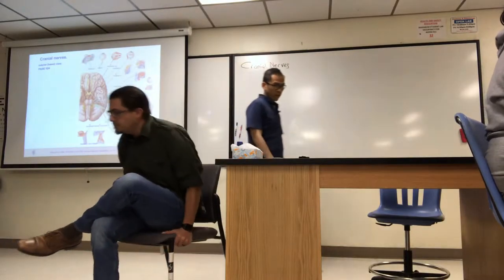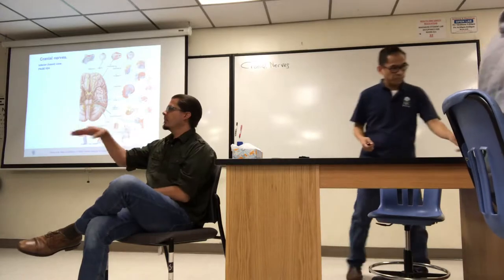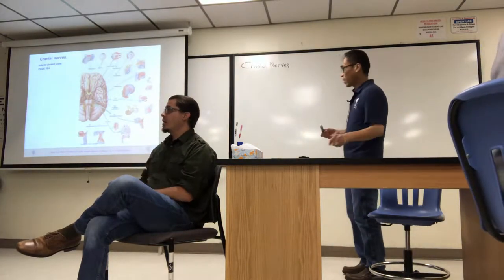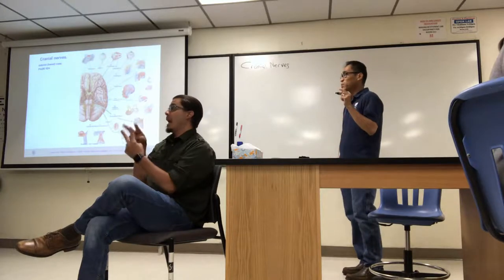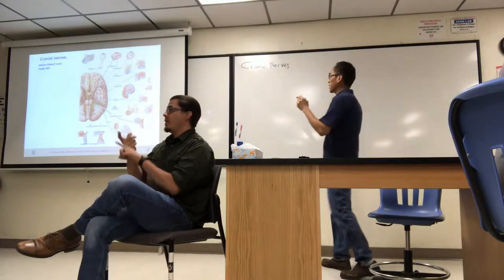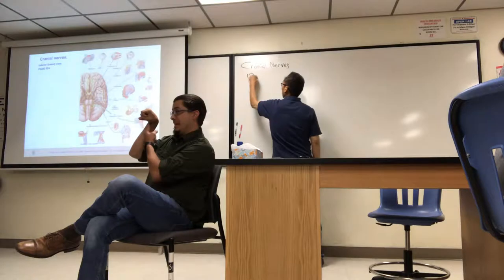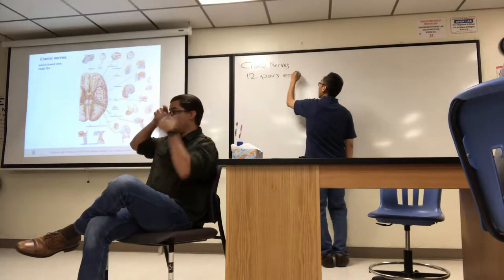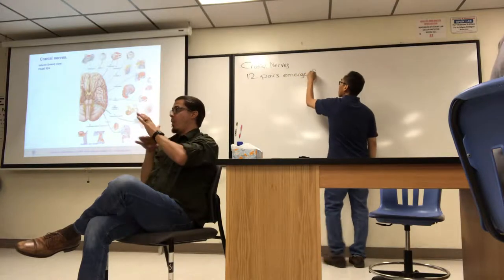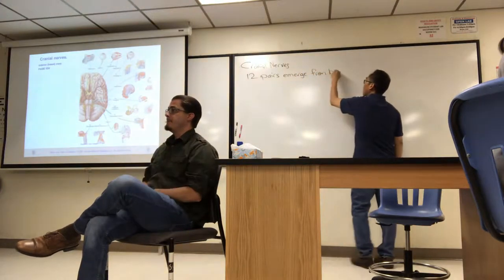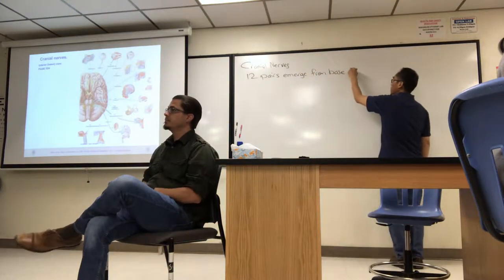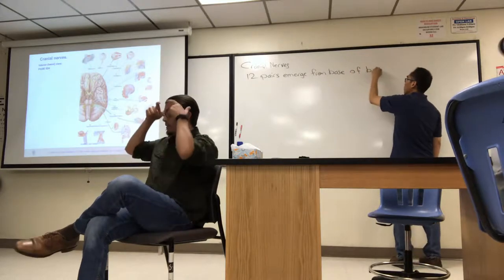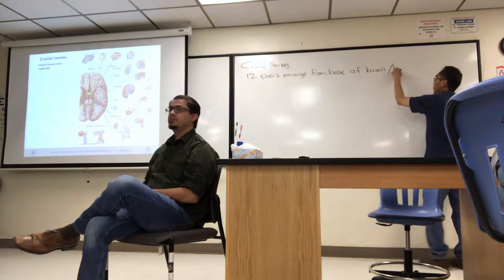Let me give you an overview on how to study them. There are 12 pairs, and they emerge off the base of the brain. Emerge from base of brain, brain stem.